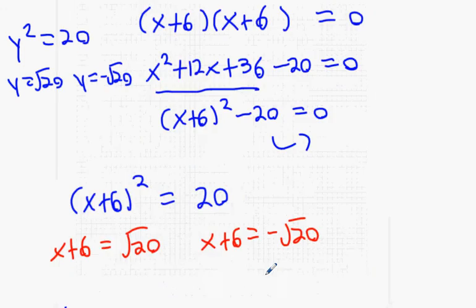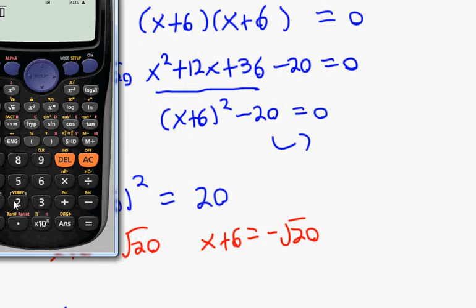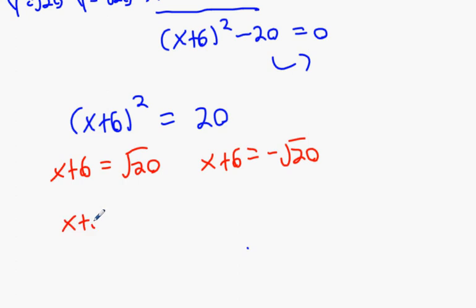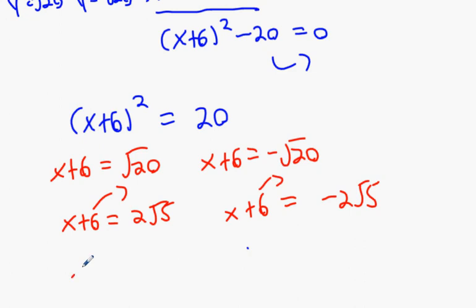And I put root 20 into my calculator, and we got 2 root 5. Okay, x plus 6 equals 2 root 5. Now, anybody tell me how to finish off this question? Bring over the 6. And what are my two answers going to be? Minus 6 plus 2 root 5, and the other one, minus 6 minus 2 root 5. It's handy, isn't it?